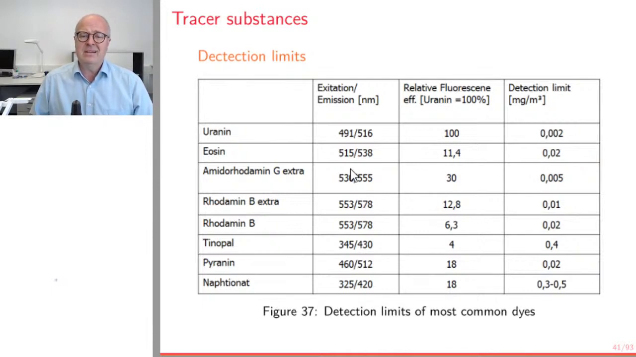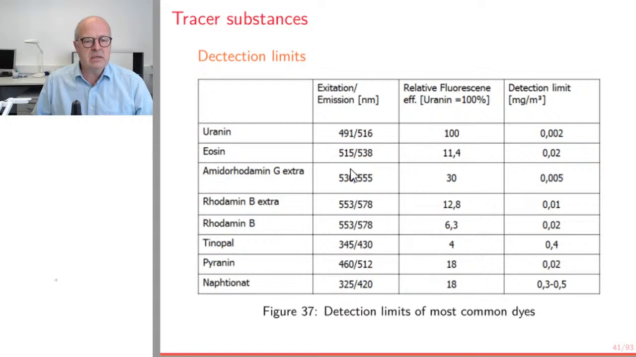Naphthionate, detection limit again worse because ultraviolet is more difficult to detect. You have more scattering of the wavelength. Relative fluorescence is factor 5 higher. Detection limit is, you see, factor 100 higher, so 500 times more substance.